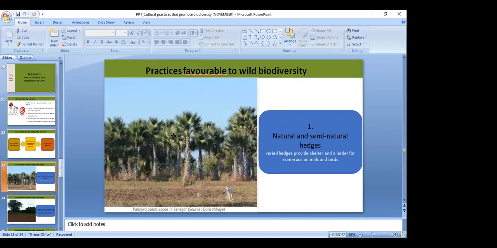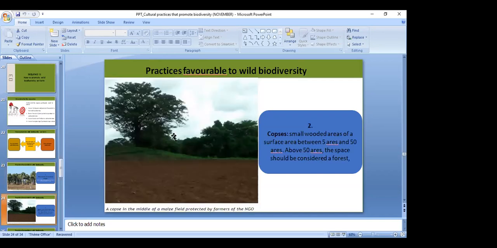We encourage that you don't pull them down, you don't cut them off, but you can cultivate your farm, you can cultivate your field around it while leaving these edges around your farm. So they have a whole lot they are doing on the farm. So we have copses. They are small wooded areas of a surface area between 5x and 50x. Above 50x, the space should be considered as forest.